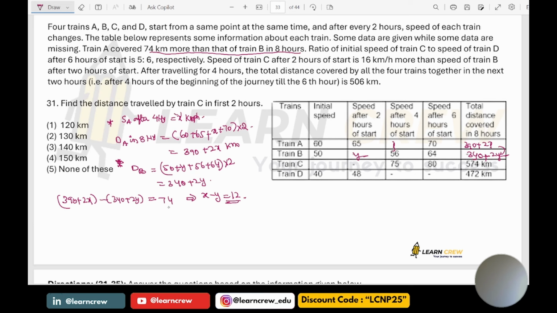Speed of train C after 2 hours of start is 16 km per hour more than the speed of train B after 2 hours of start. So it would be y plus 16. The initial speed of train C is not known, right? The speed of train C after 2 hours is okay, but the initial speed of train C, I am taking as 5z. Speed of train D after 6 hours, they are in the ratio 5 is to 6. So this is 5z, this is 6z. Yes or no?